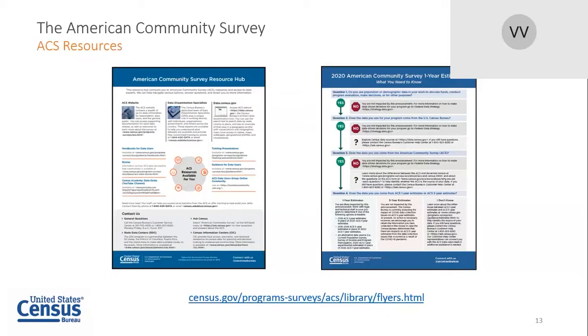data users. We also created a 2020 ACS one-year estimates what you need to know flyer that helps data users understand if they are impacted by the change to our one-year data products. Some data users may not know whether or not they're using the 1-year or the 5-year estimates, so this can be a helpful tool for them.